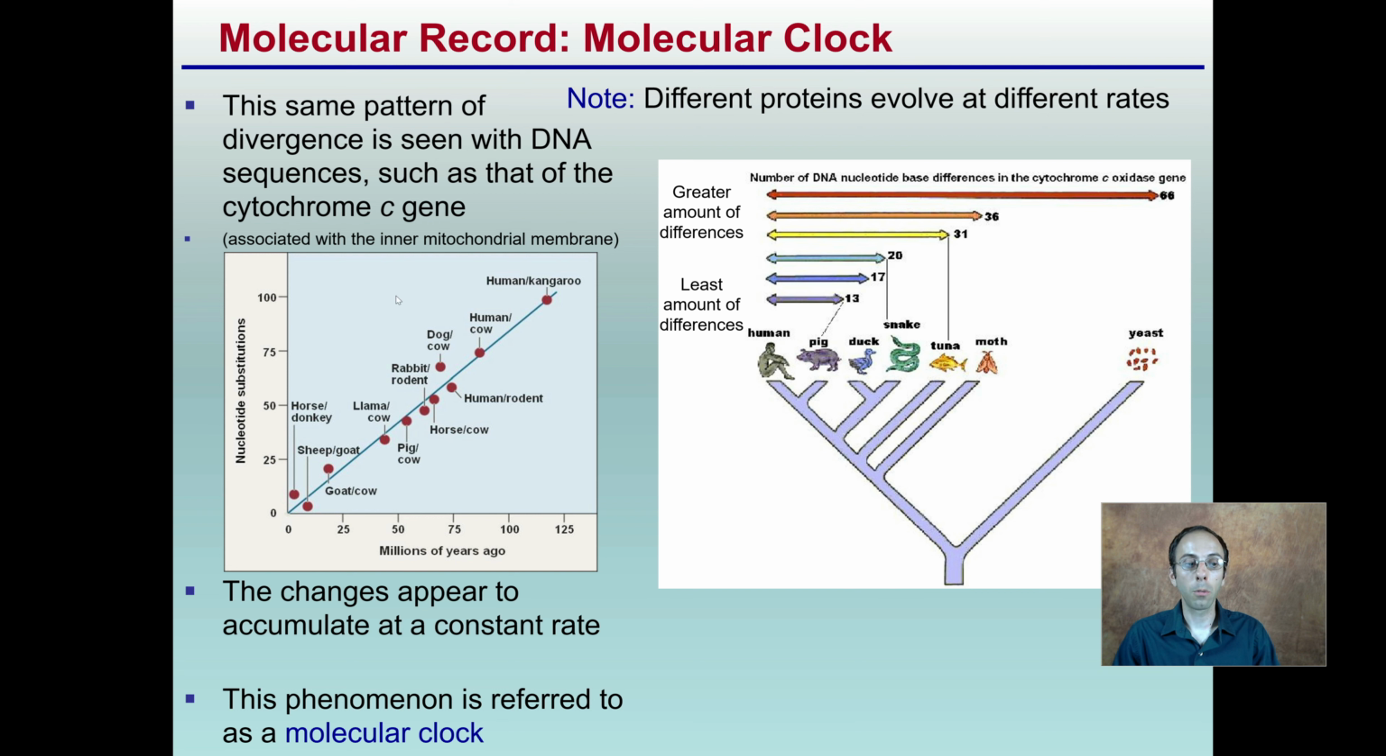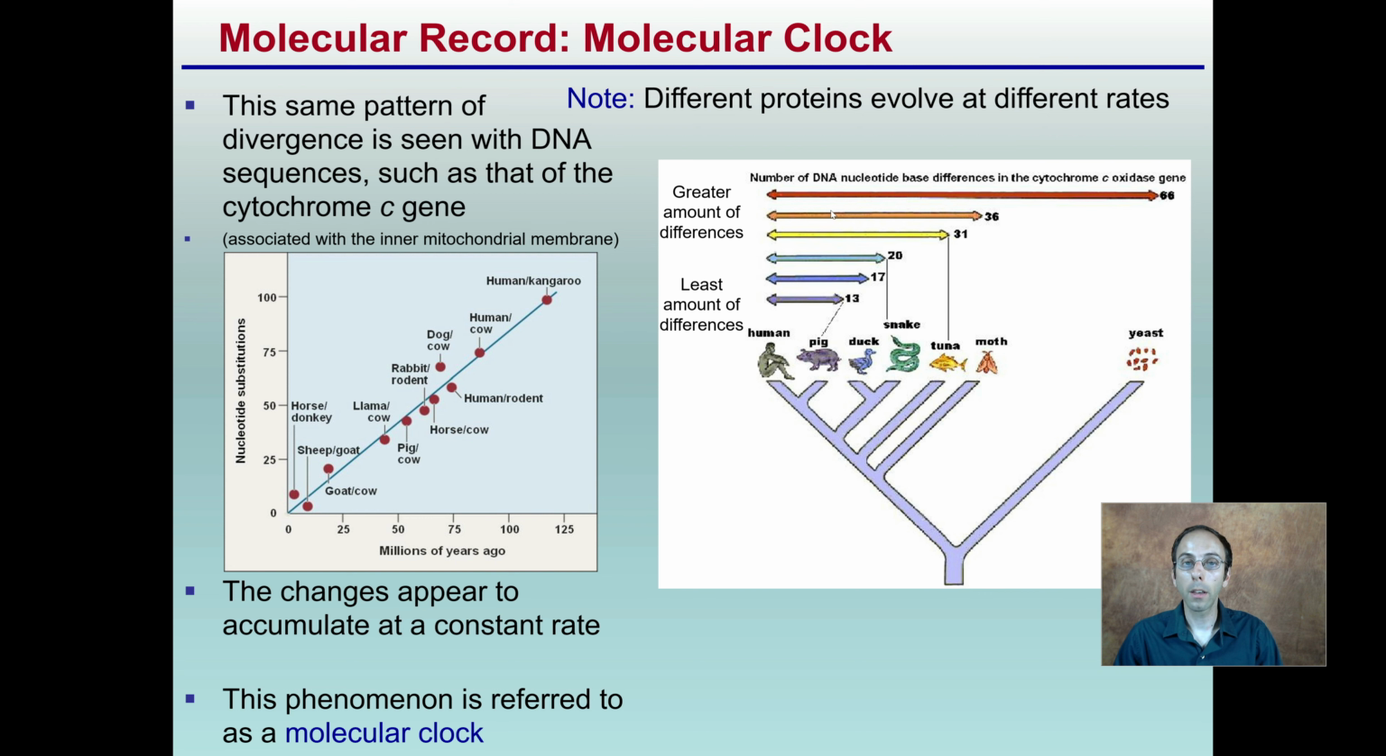So what does this kind of refer to and mean? Well, here we have millions of years and nucleotide substitutions. Changes appear to accumulate at a consistent rate. This phenomenon is referred to as the molecular clock. This means mutations are occurring at a relatively consistent rate. Note different proteins evolve at different rates.